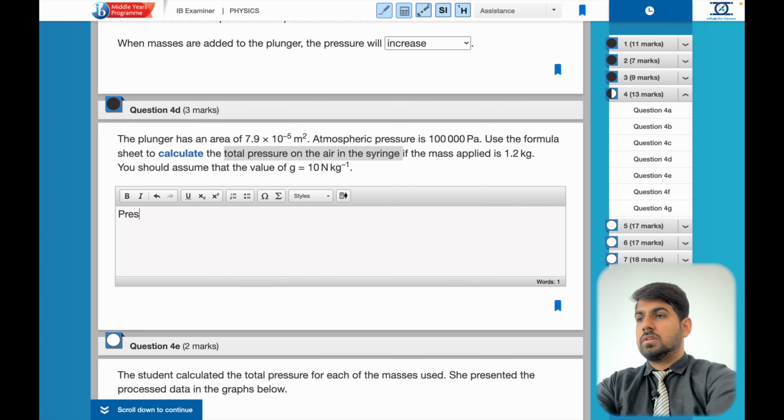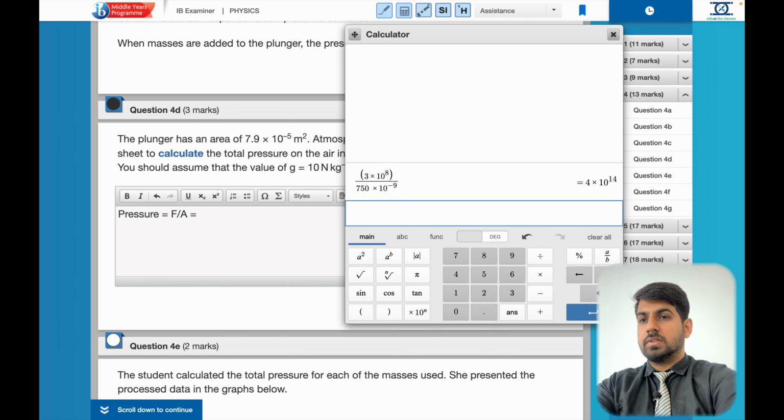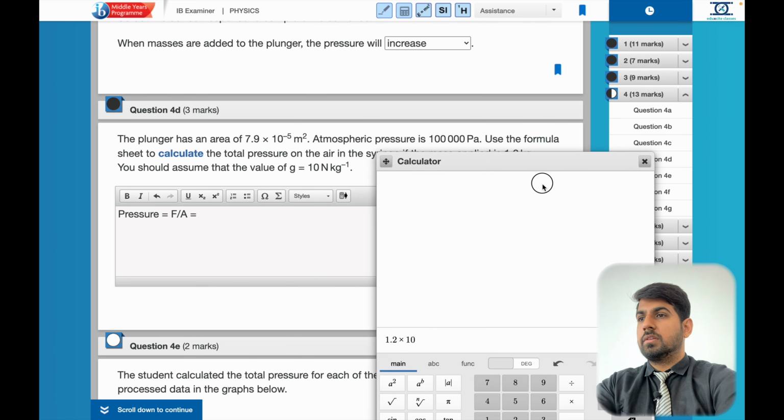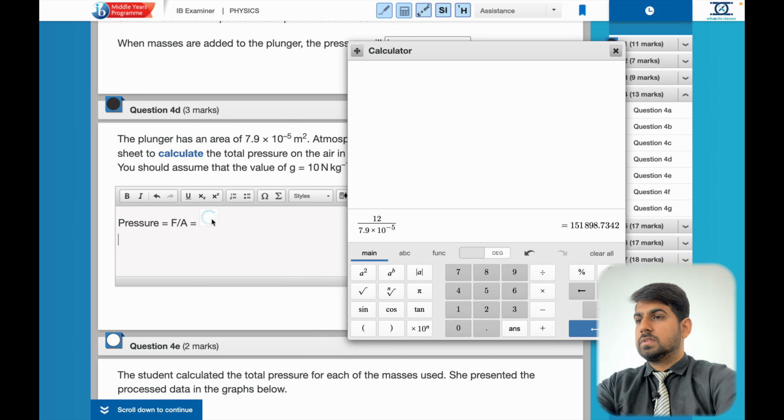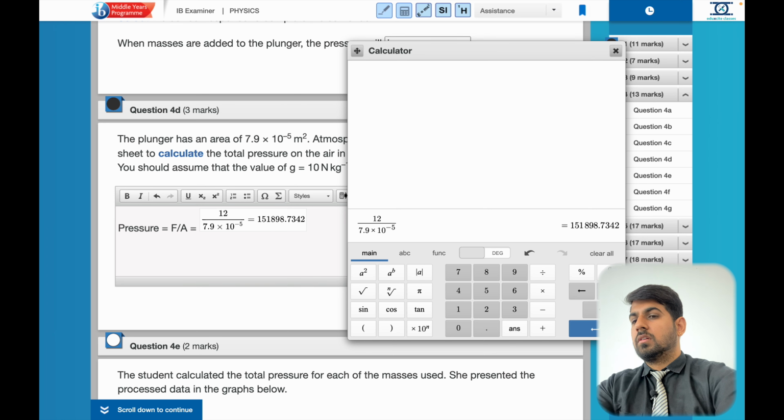Now we know that pressure is equal to force upon area, right? Force per unit area. So we can say, due to the addition of mass, the force will be nothing but the weight, which is mg. So the mass is 1.2 times 10, which is 12. So the force is 12, divided by 7.9 times 10 raised to power minus 5. So if you do this, you will get this much amount of N per square metre. This will be Pascal, right?